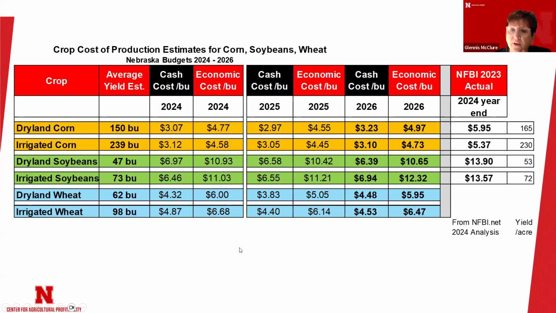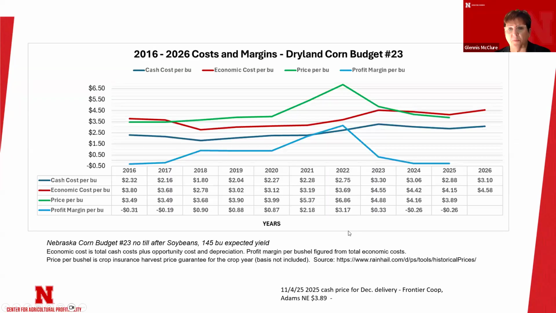And I always kind of look and see what they're including versus what we are in that type of thing. So, okay. And this, you'll see, I usually present these about every year or so on different crops. And this is actually for just one crop budget. This is for corn budget number 23, which is a dryland, no-till budget. And it's 145 bushel expected yield that we plug in on that.